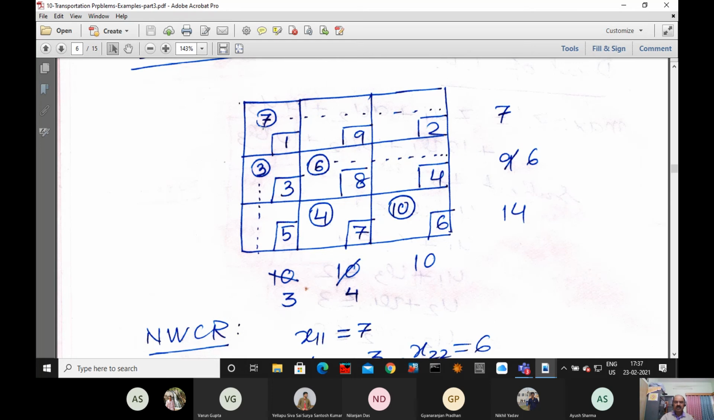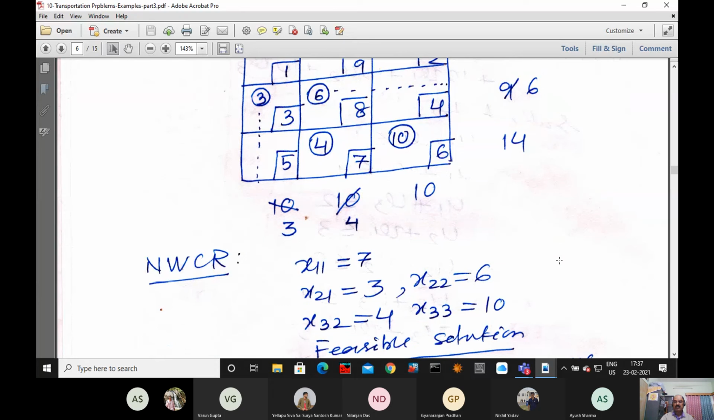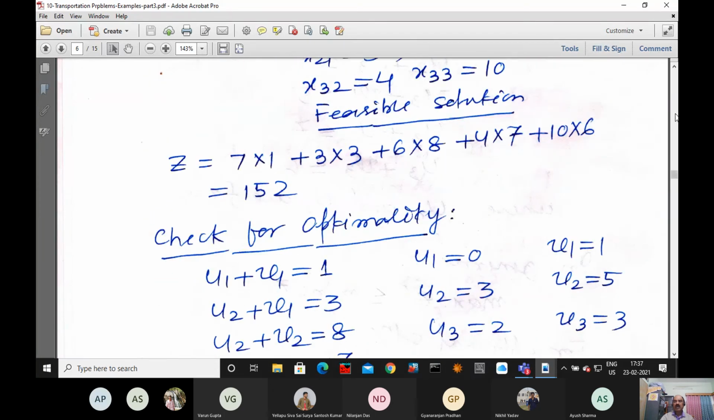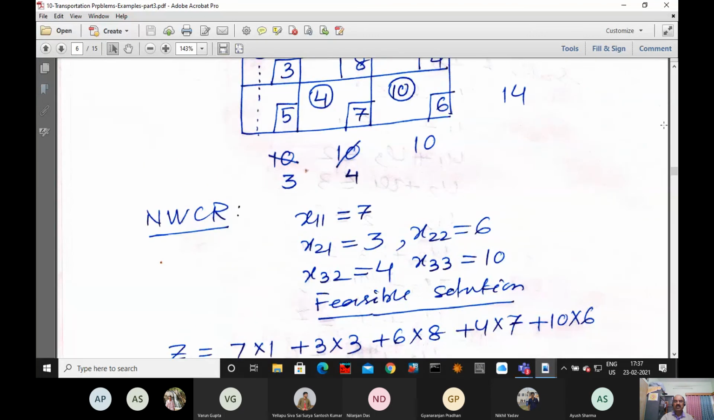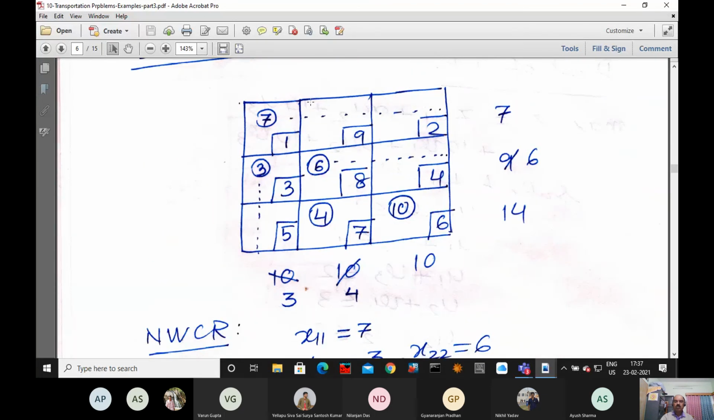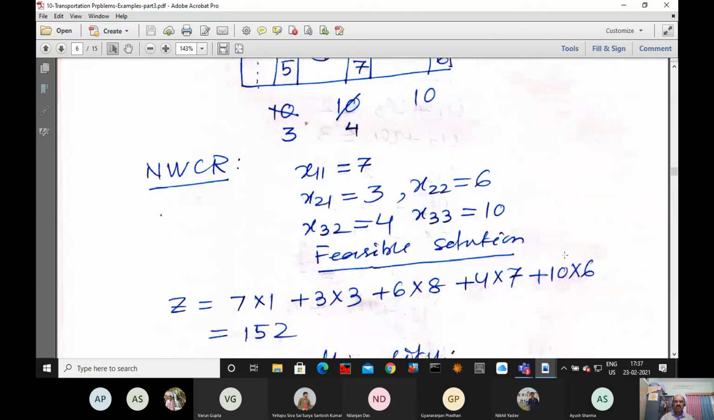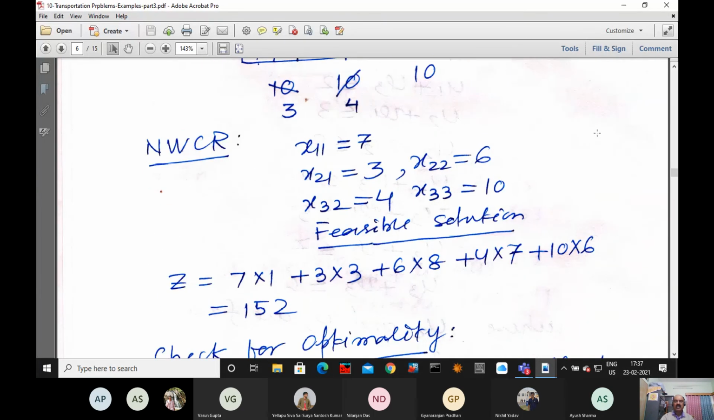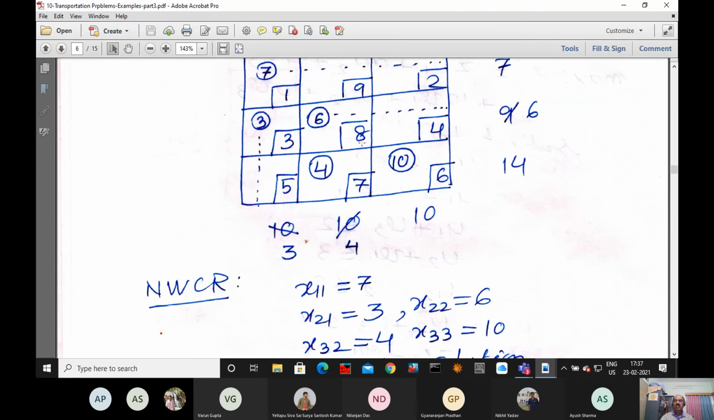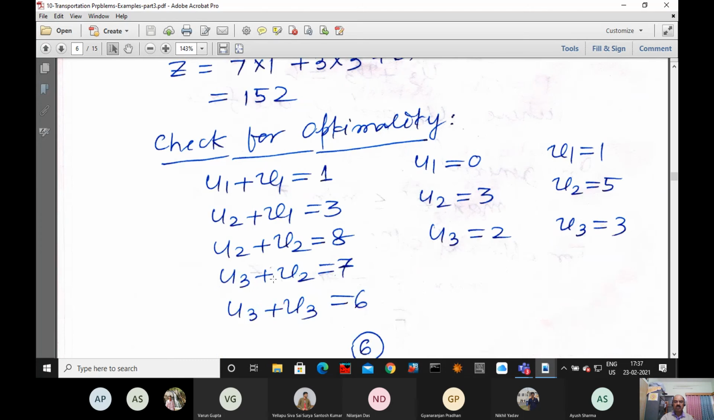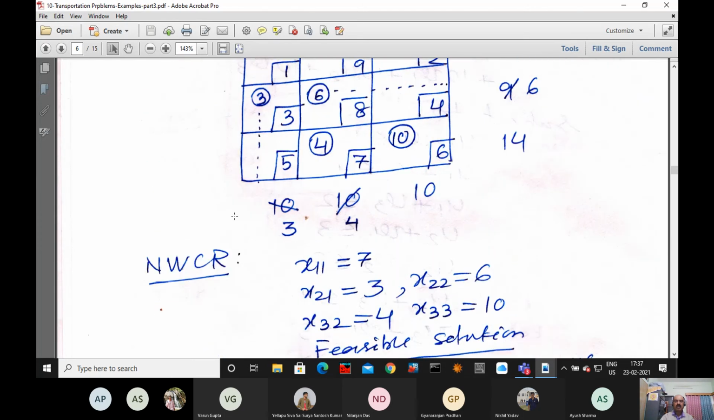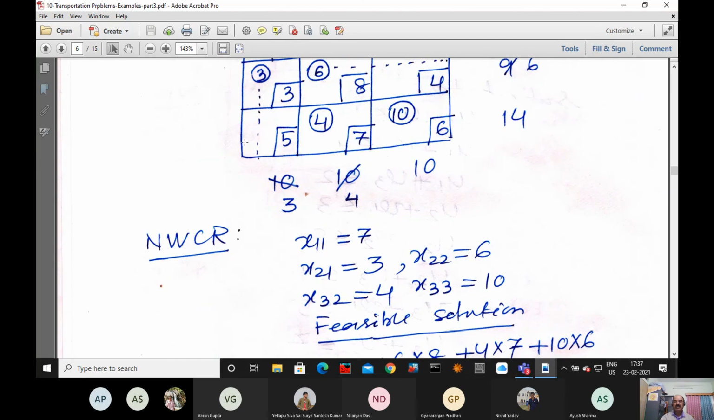With respect to this 7, U1 plus V1 equal to 1. Same thing you are writing: U1 plus V1 equal to 1. What is 1? 1 is the cost coefficient. Now this one, U2 plus V1 equal to 3. Then we have this one, U2 plus V2 equal to 8. Then U3 plus V2 equal to 7. Then we have U3 plus V3 equal to 6.